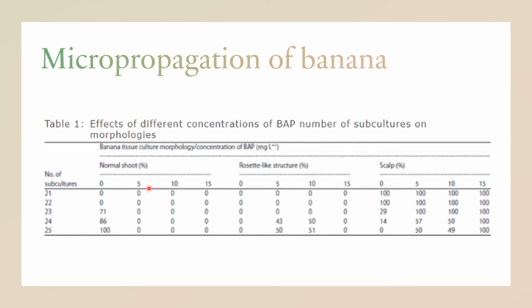But with 5, 10, and 15 milligram per liter of BAP, we can see that the number of normal shoots is 0. But only 5 and 10 actually develop into a rosette-like structure. Whereas the highest concentration of BAP never developed into the normal shoot nor the rosette-like structure.